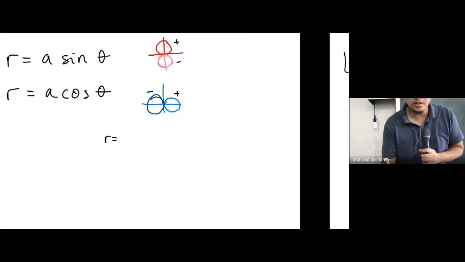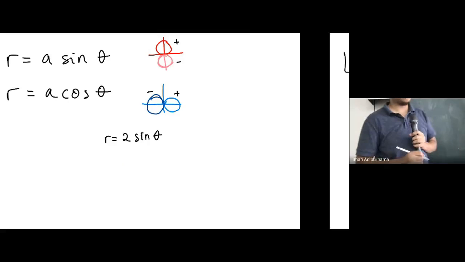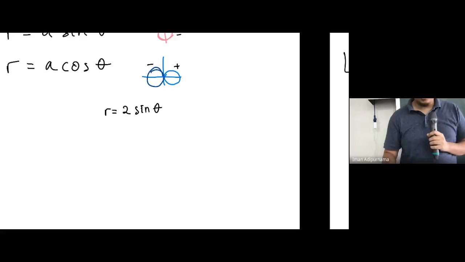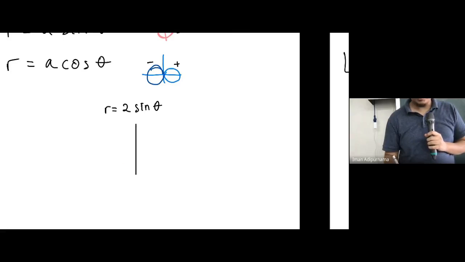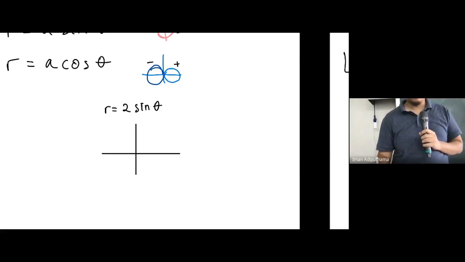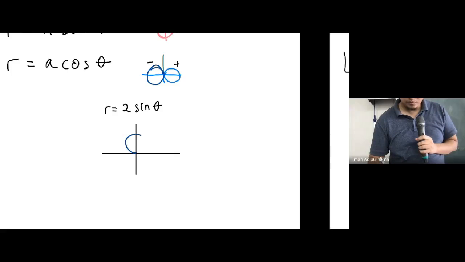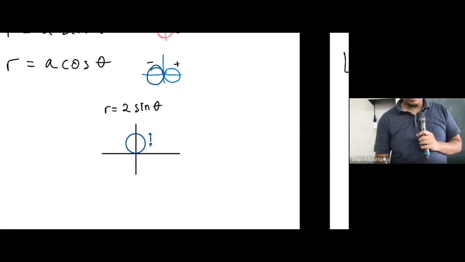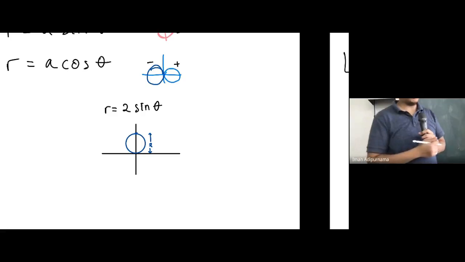R is 2 sine theta. Let me draw. This is 2. And because sine is positive, we get the circle on the top.